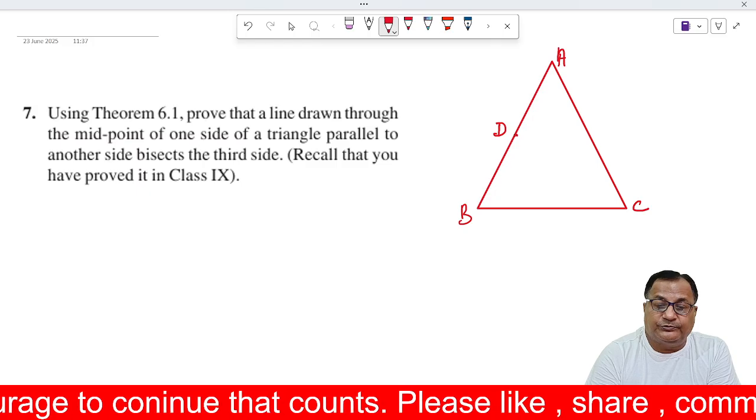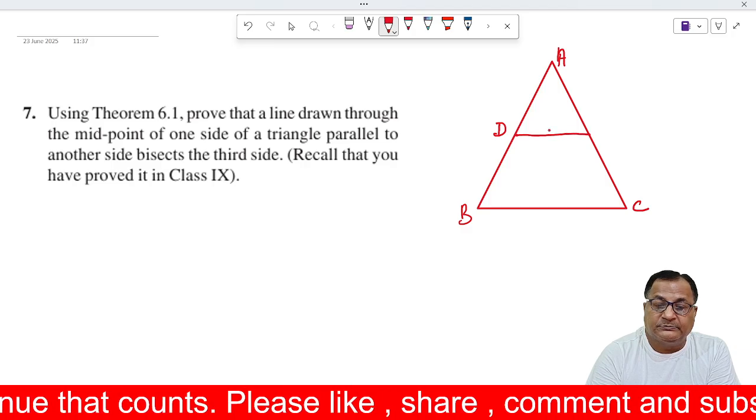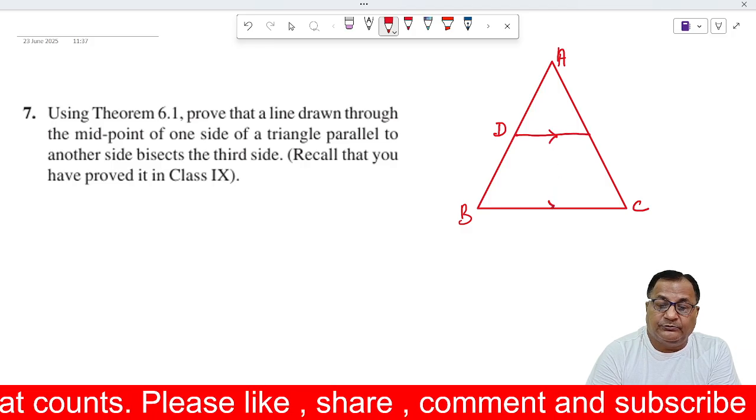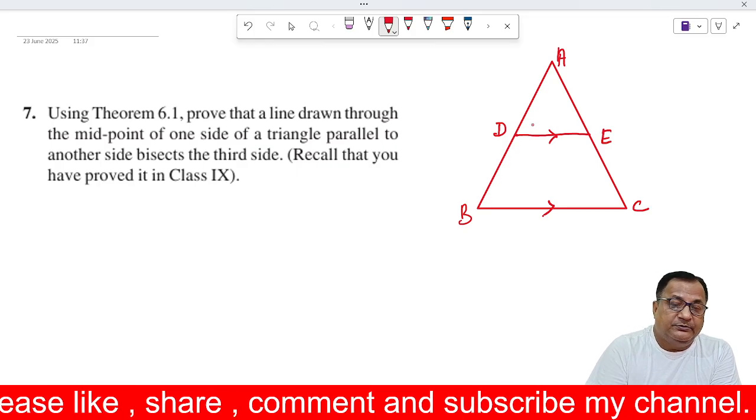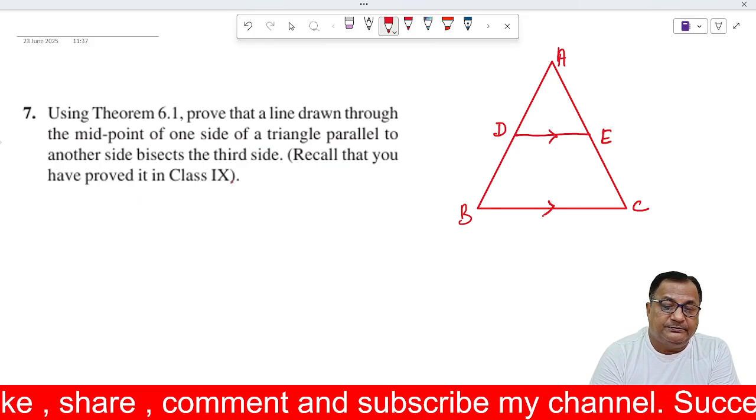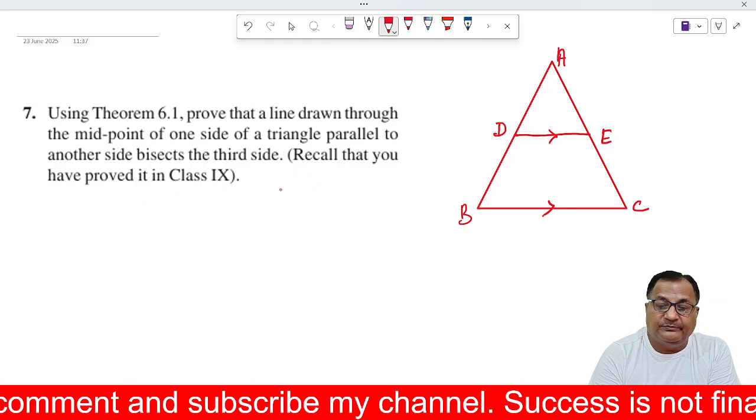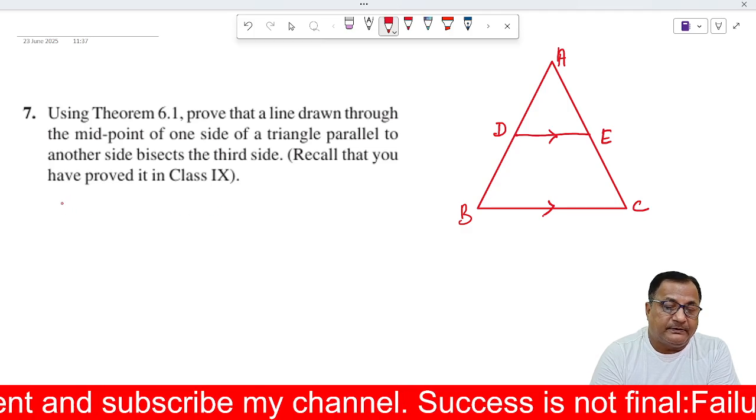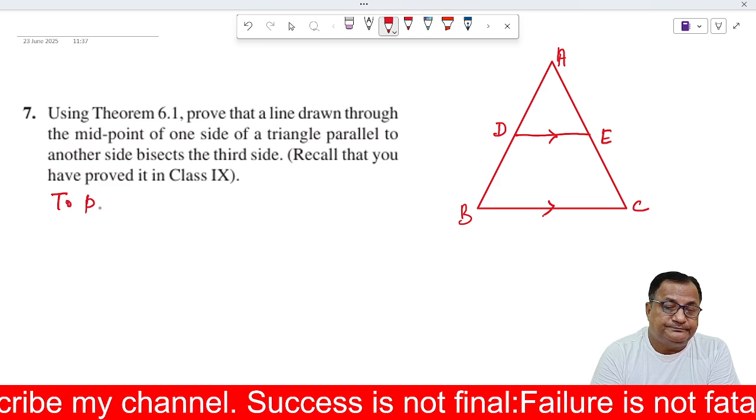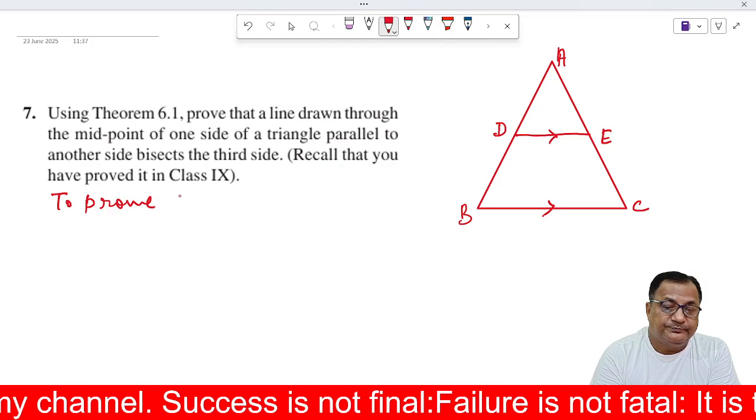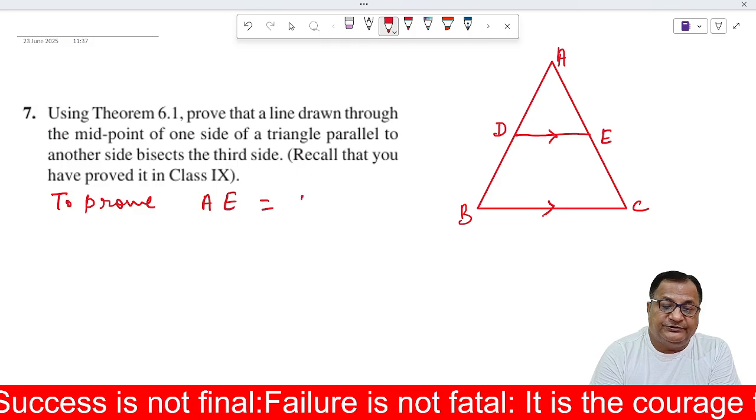Now through this midpoint we draw a parallel line to this. This is E. Prove that a line drawn through the midpoint bisects the third side. Means we have to prove, given to prove, AE is equal to EC.